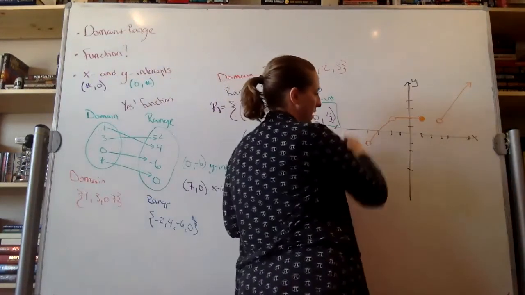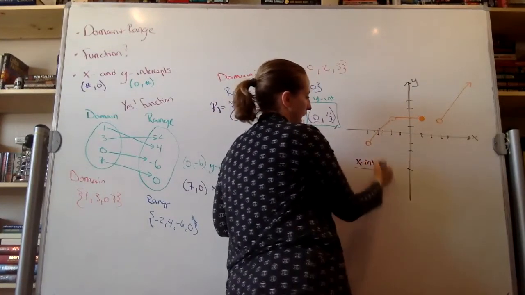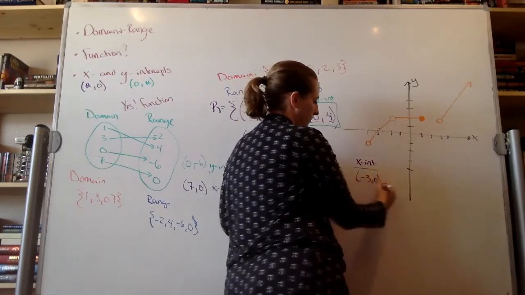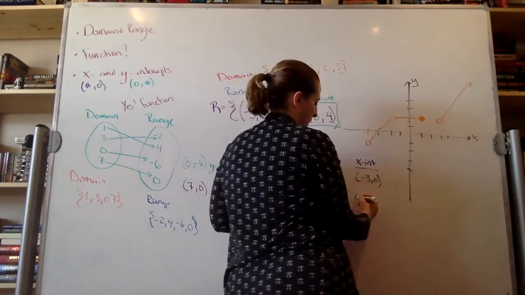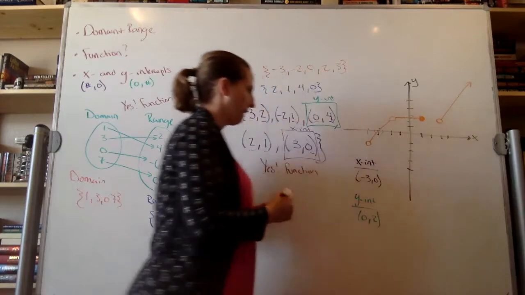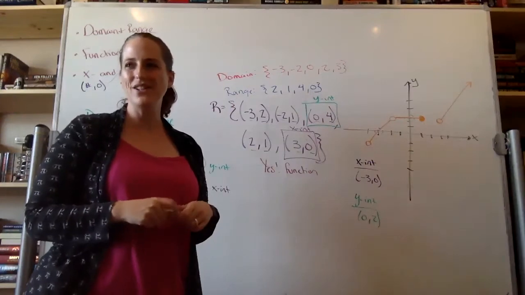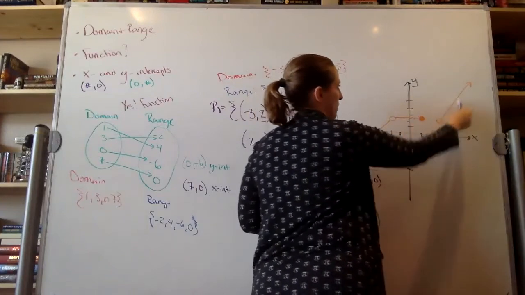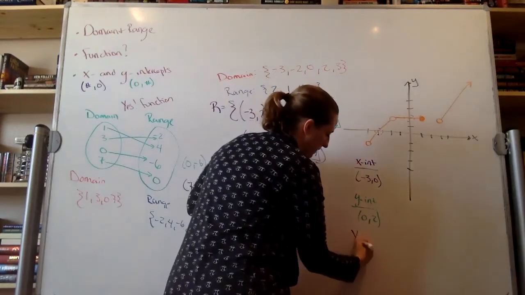X-intercepts are any place this crosses the x-axis. So here's our x-intercept here. So our x-intercept happens right here at (-3, 0). Y-intercepts are any place this graph crosses the y-axis. That's right here. So our y-intercept is going to be at (0, 2). Okay. Now let's answer the question, is this a function? The easiest way to tell whether or not a graph is a function is to use the vertical line test. Any place I were to draw a vertical line would only pass through the graph once, which means yes, this is a function.